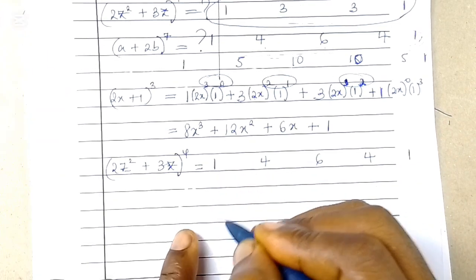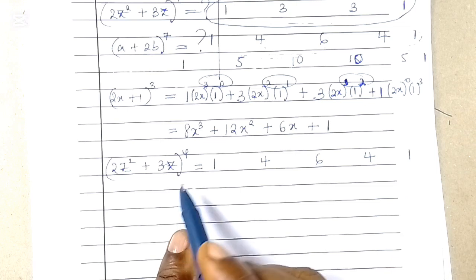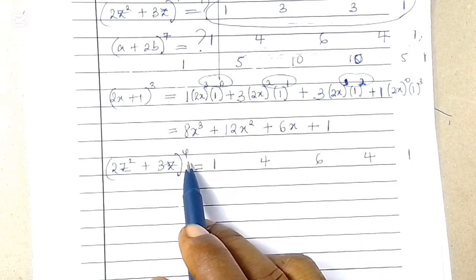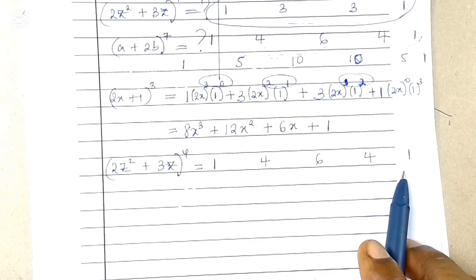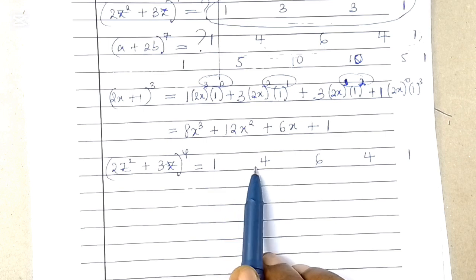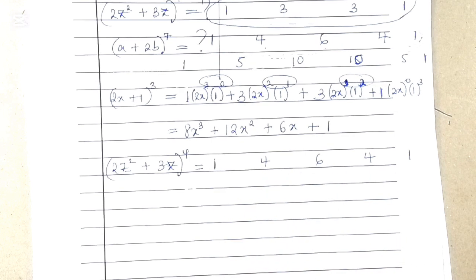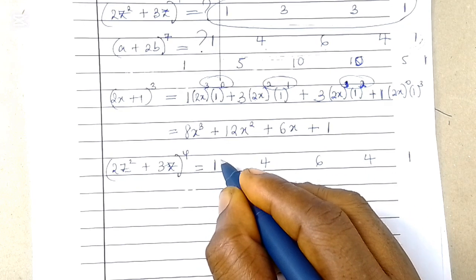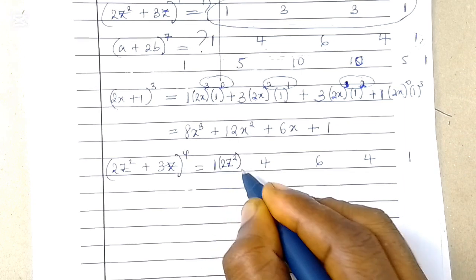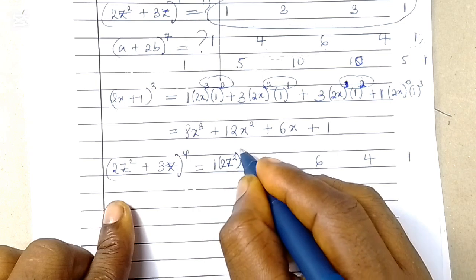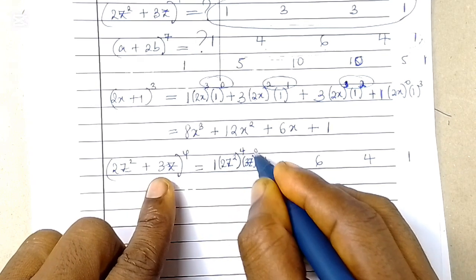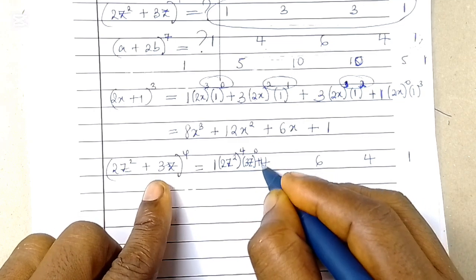Now, once I've determined the coefficient, why is it 1, 4, 6, 4, 1? It is because in Pascal's triangle, a power of 4 would have 5 terms. Okay? And by Pascal's triangle, the 5 terms will have coefficients 1, 4, 6, 4, 1. So I've written out my coefficients. I will now come over with the first term. The first term in my expansion is 2z squared. So it will be 2z squared raised to the total power, which is 4. And 3z carrying 0.